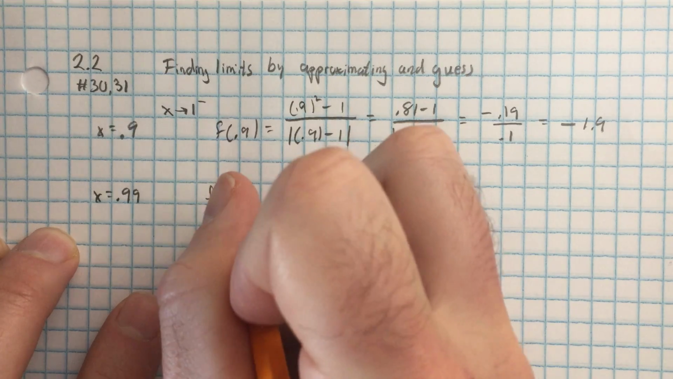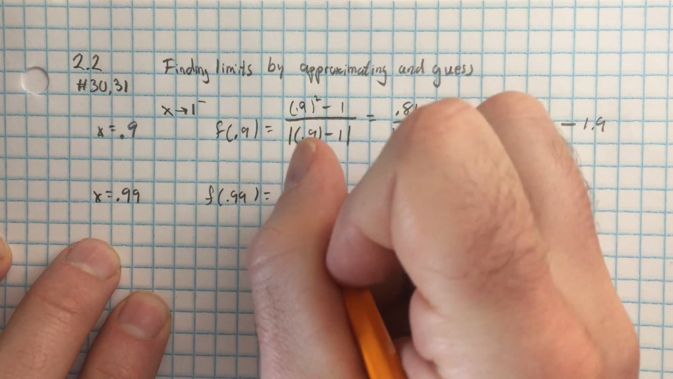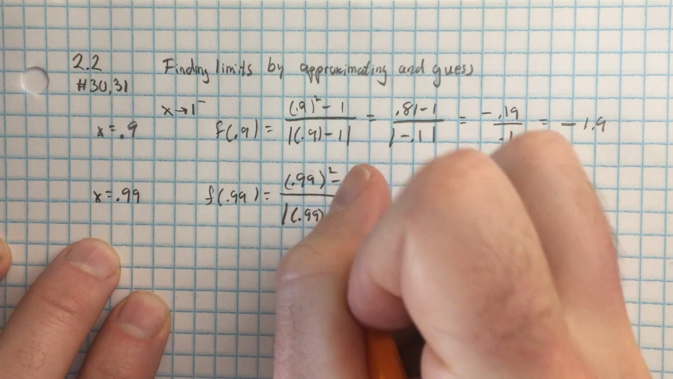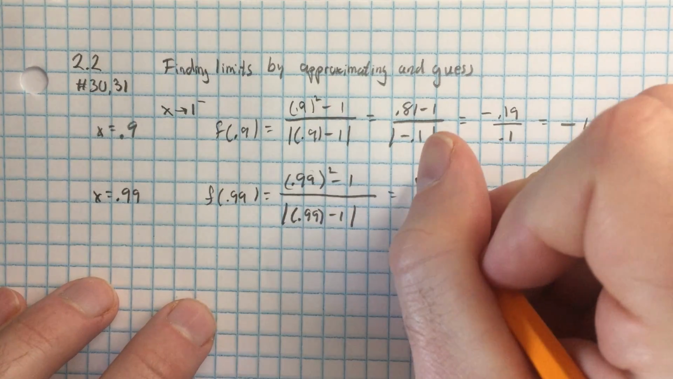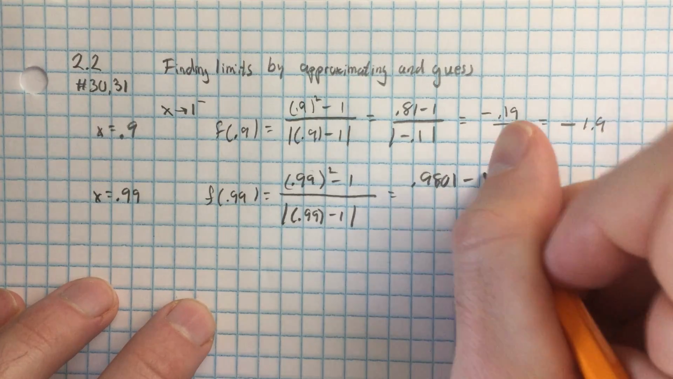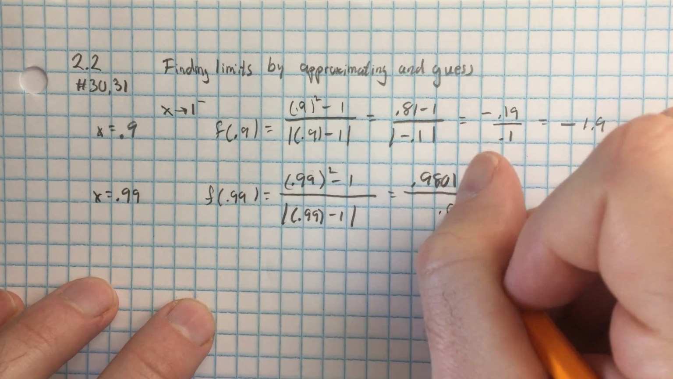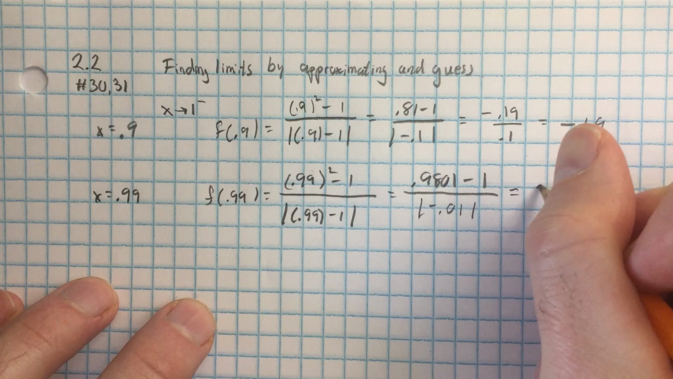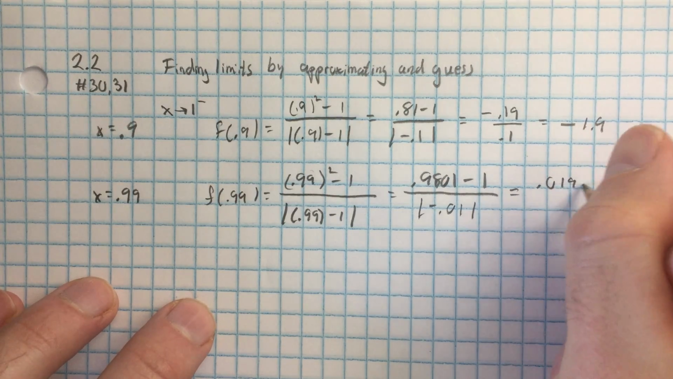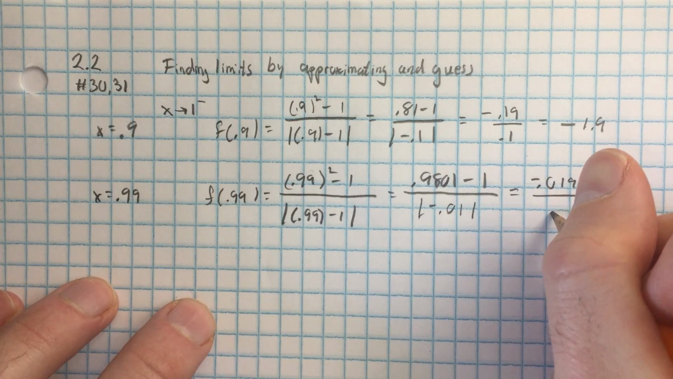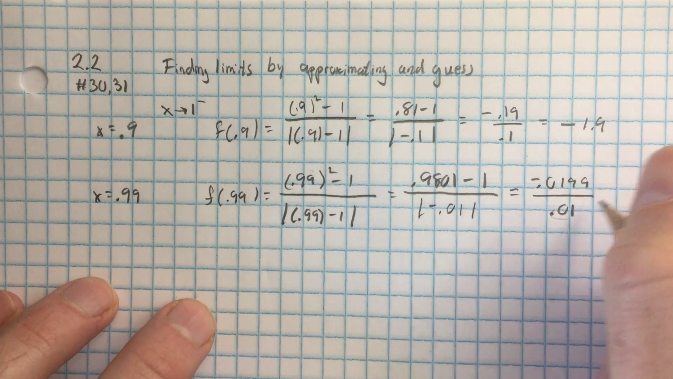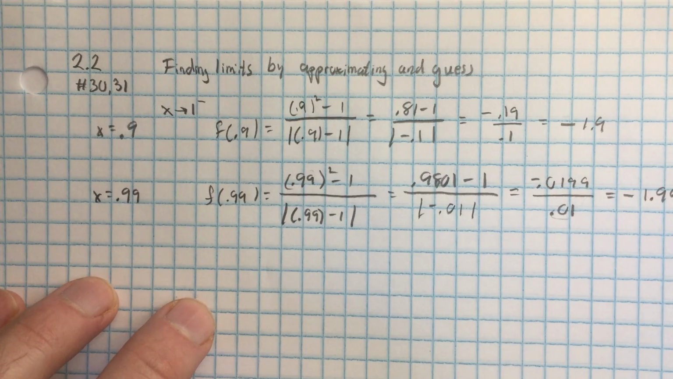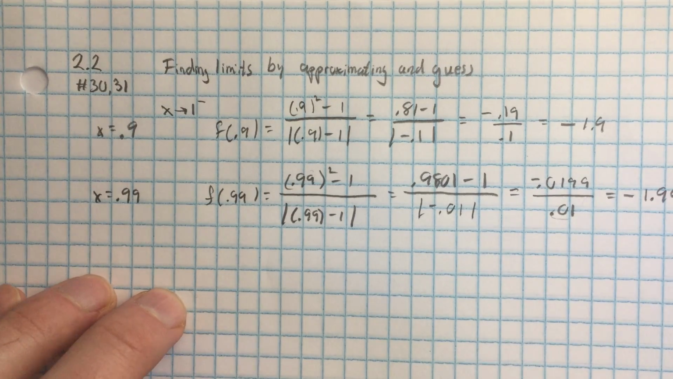Next, x equals 0.99. Again, f of 0.99 equals 0.99 quantity squared minus 1 over magnitude 0.99 minus 1 equals 0.99 squared should be 0.9801 minus 1, and then we'll have 0.01 negative magnitude needs to be taken, and we will have negative 0.0199 over 0.01, shift the decimal 2 places like this indicates, and we will have negative 1.99. Okay, the trend seems to be pretty clear. One more.